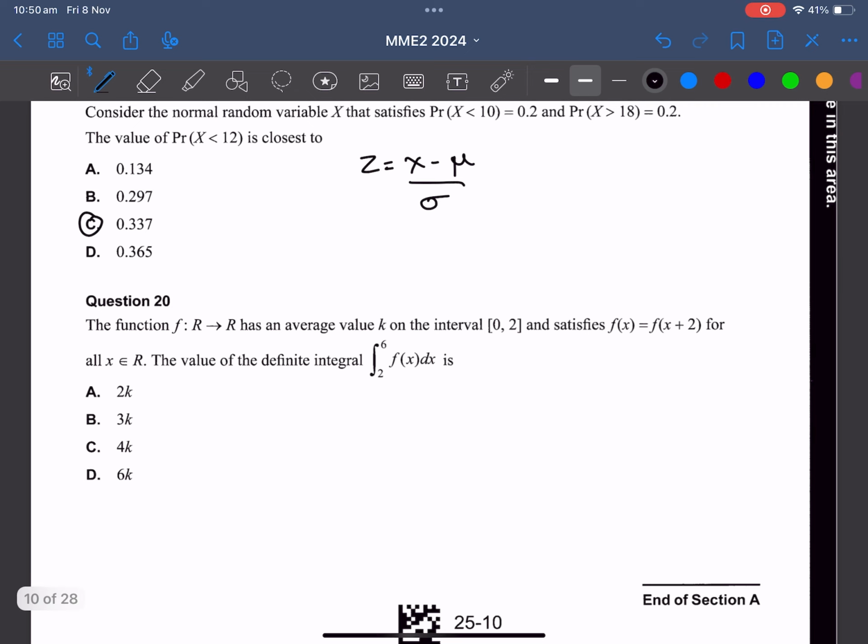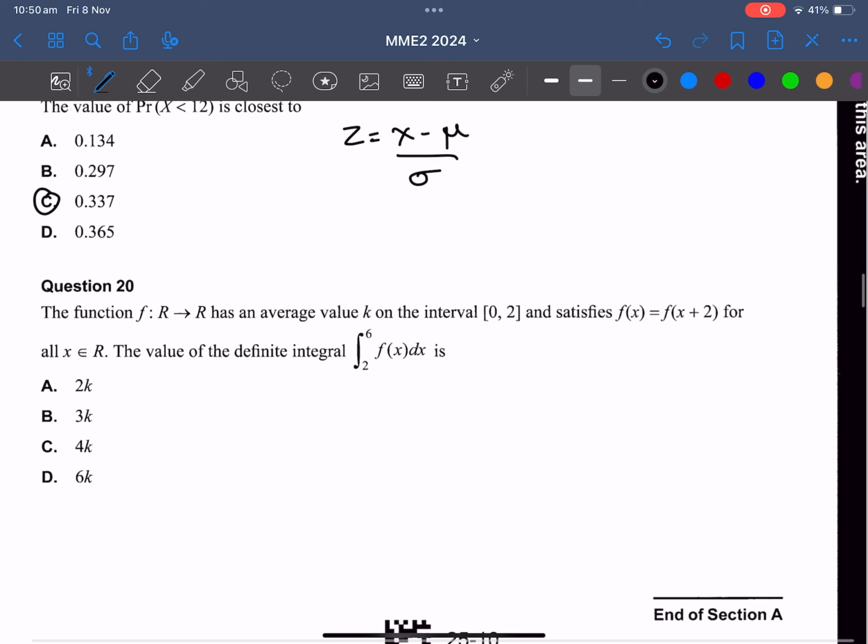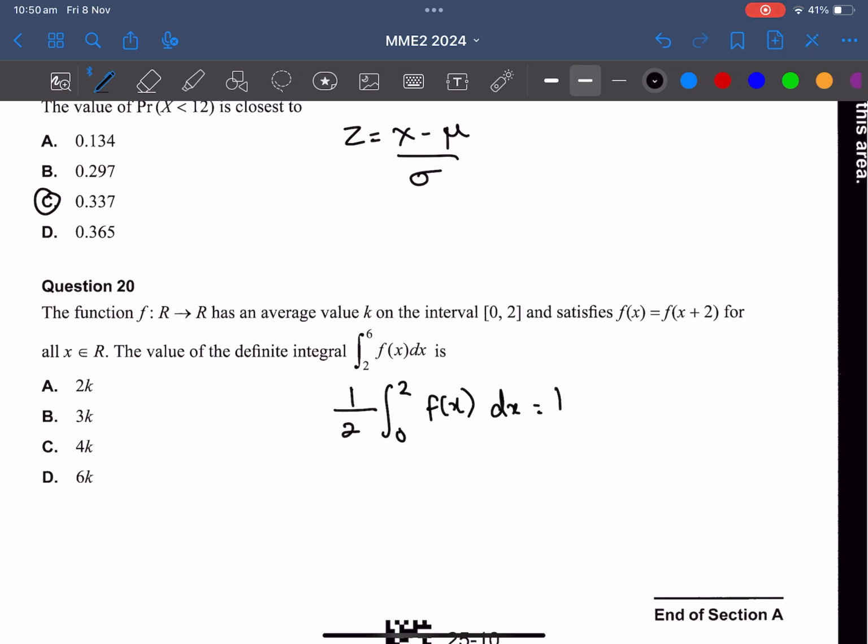Okay, the function has an average value k on interval 0 to 2 and satisfies this for all x real numbers. The value of the definite integral is. Okay, that's fine. So the average value is going to be 1 on 2 minus 0 times the integral from 0 to 2 of f of x dx, and that is given to be k. So from 0 to 2, f of x dx will be 2k.